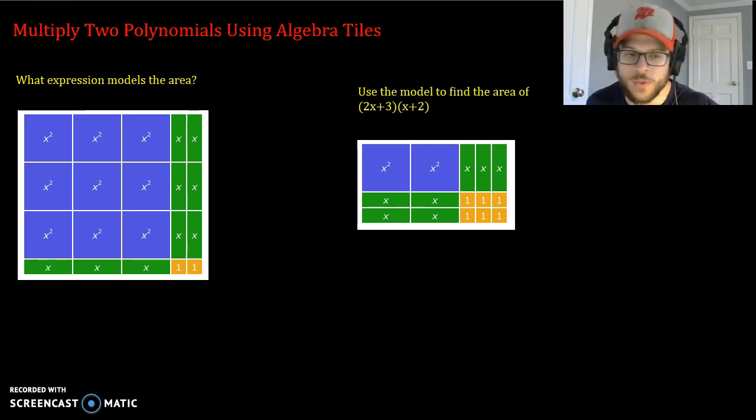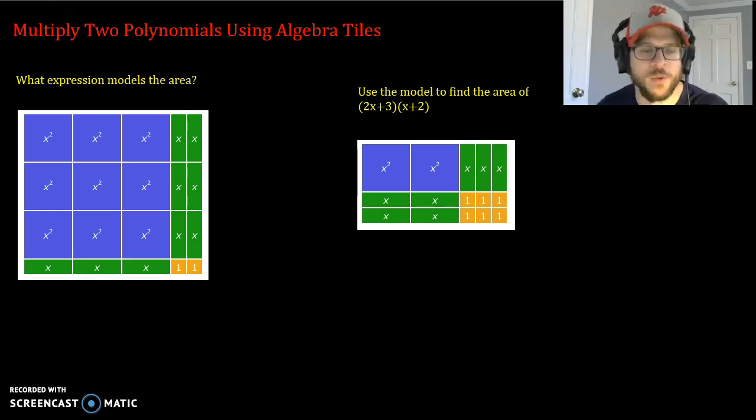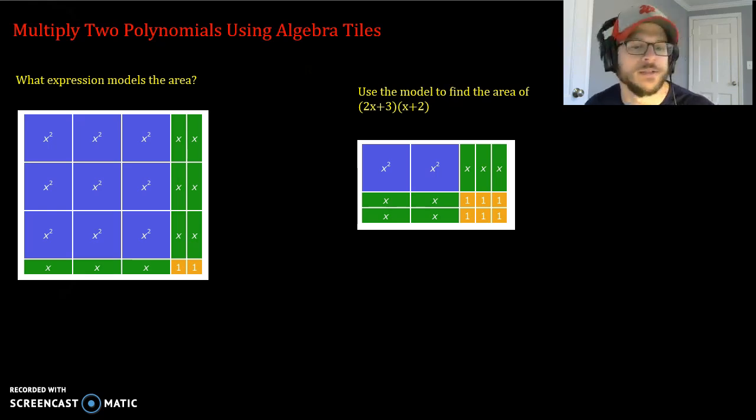Now, it may not always be a square like this first one. It could be short and long for the length and the width. And the second one looks more like a true rectangle. But if you notice, all of your x squared terms are in a rectangle in the upper left-hand corner. All of your x's are in the bottom left or the upper right-hand corner in a rectangle. Then your single constant terms are also in a rectangle.